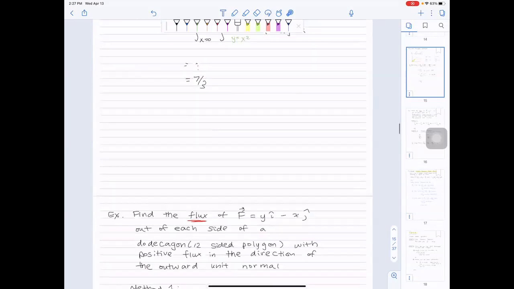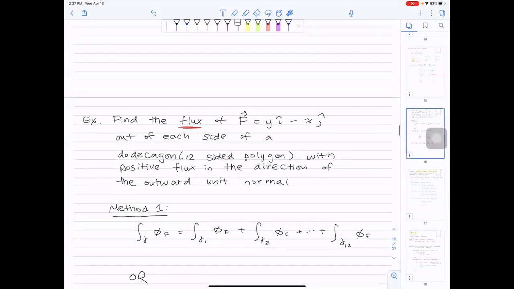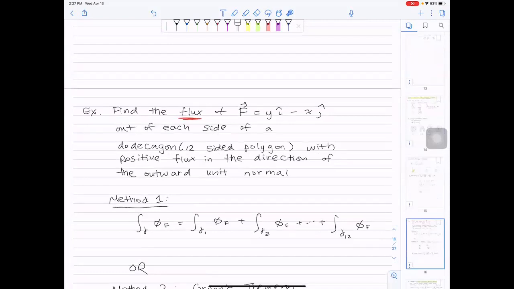Okay, let's do another example. It says, find the flux of this vector field out of each side of a dodecagon, meaning a 12-sided polygon, with positive flux in the direction of the outward unit normal. So now we know we can compute flux normally. There's two ways you can do this.